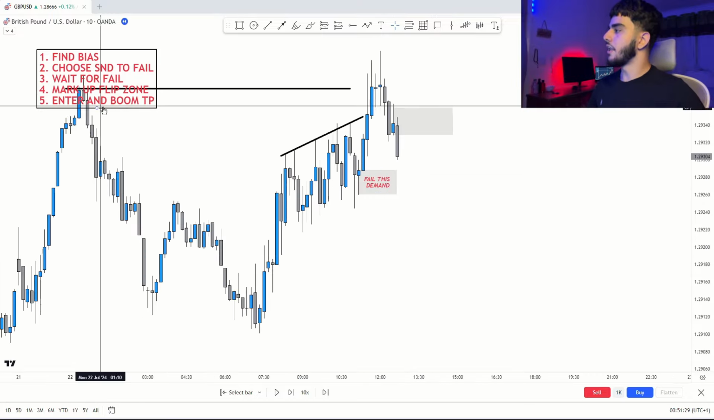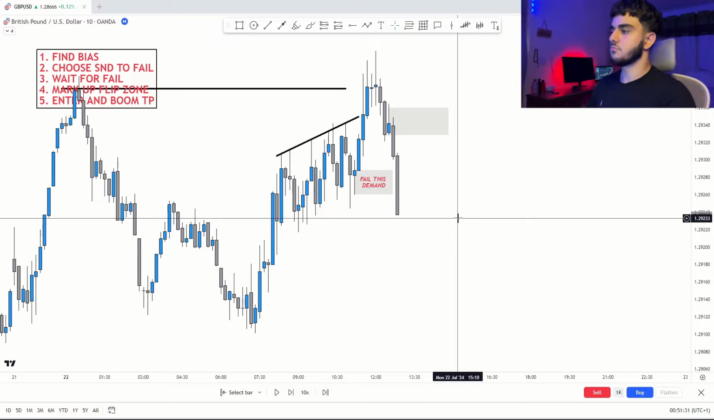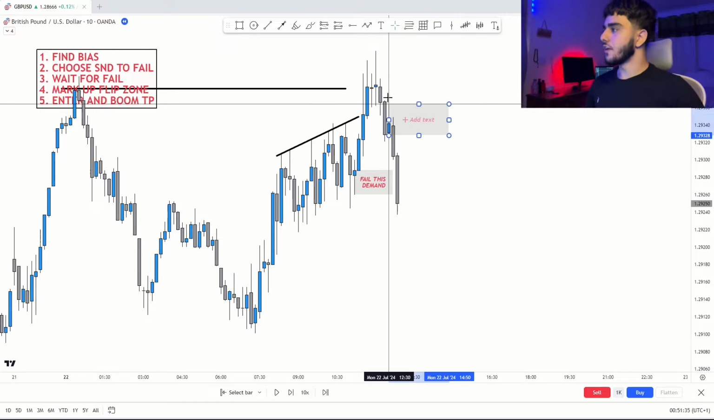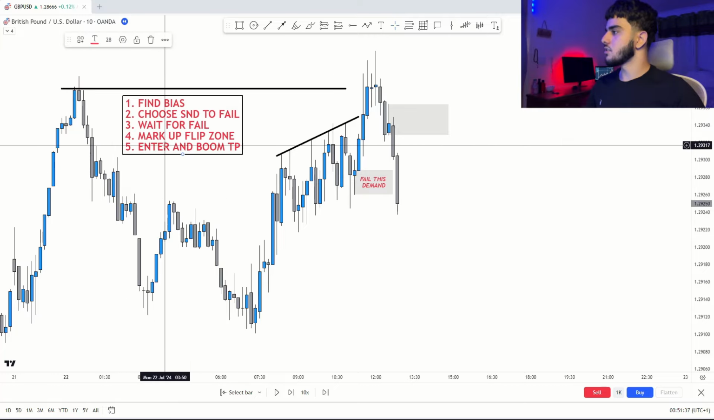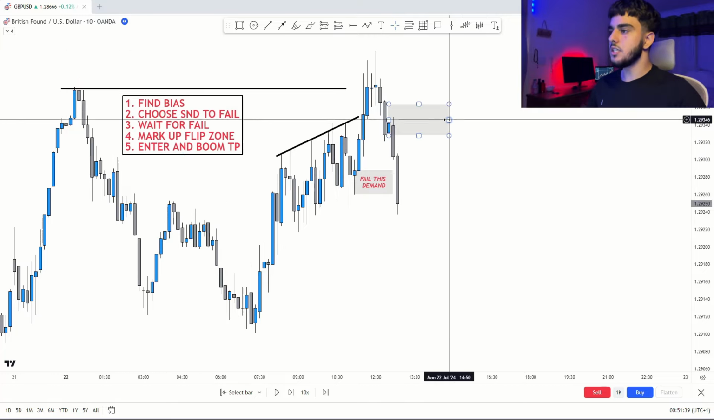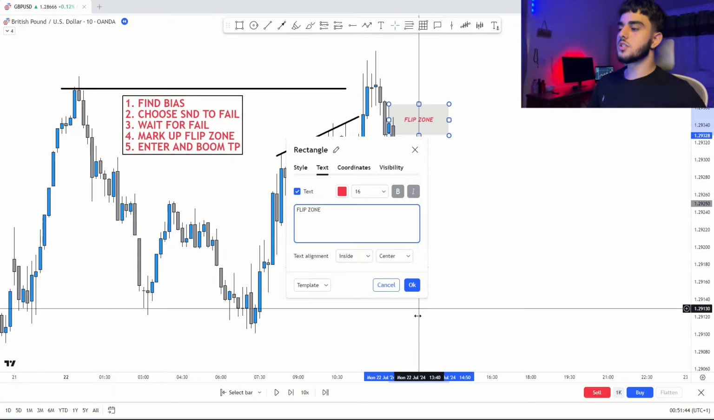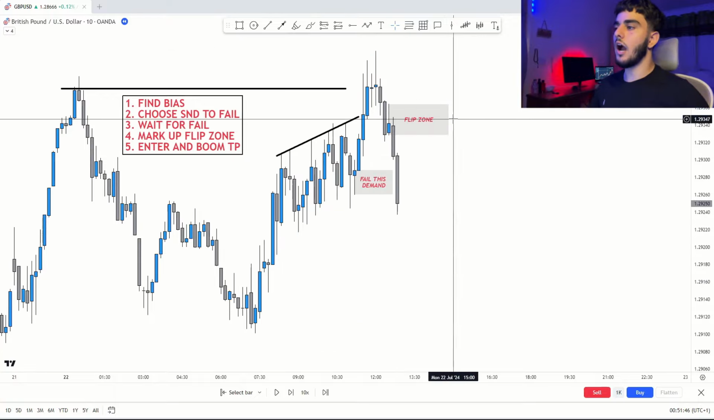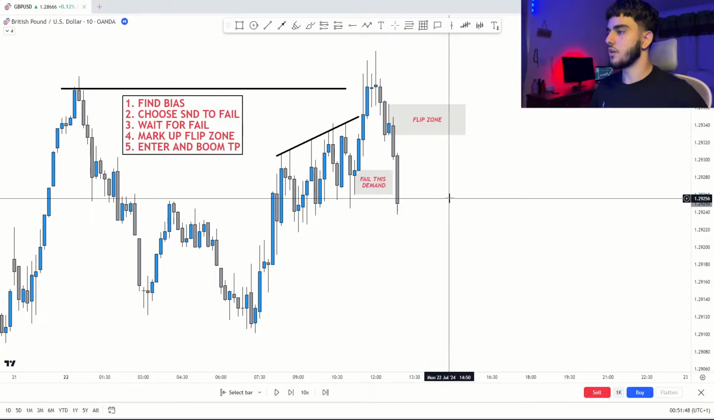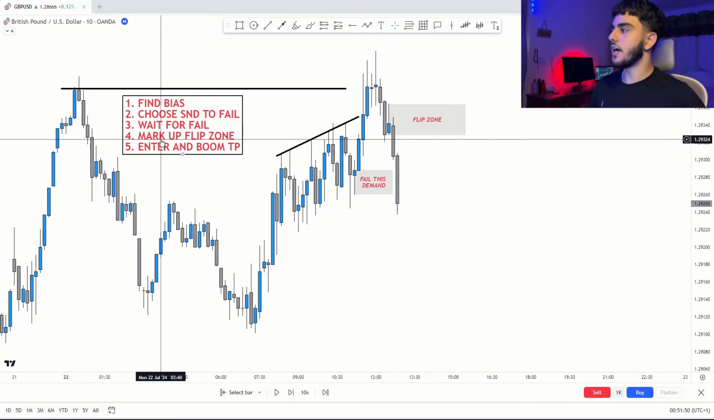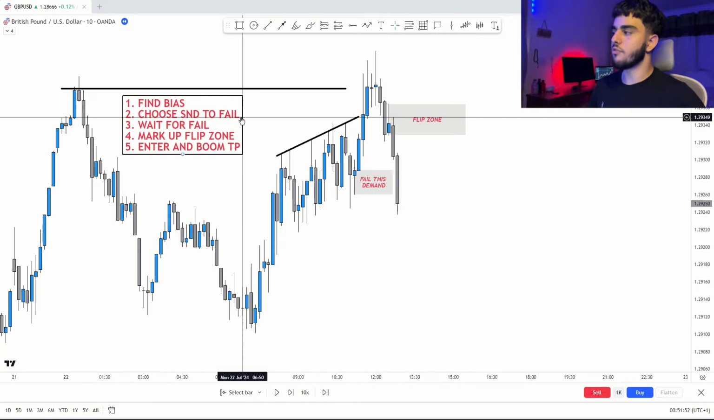I've identified the zone that I want to fail. I marked it up, and now all I need to do is wait for it to fail. There we go. It has now failed. So after it fails, we go back to the list and mark up the flip zone, and we can see the flip zone is here, right? We'll just name this flip zone, because this was the whole reason why I wanted to find this in the first place. In this case, you might find the flip zone before you find the confirmation, or vice versa. It doesn't really matter.